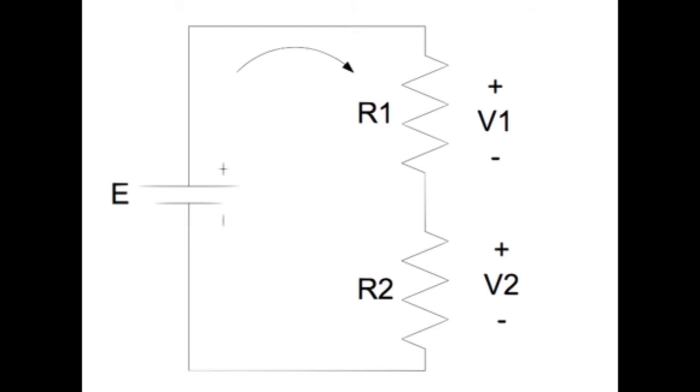Kirchhoff's voltage law in a series circuit is denoted by the equation E minus V1 minus V2 minus Vn equals 0. In this example, the equation will be E minus V1 minus V2 equals 0, as E is the source, and V1 and V2 are the voltages across each resistor.